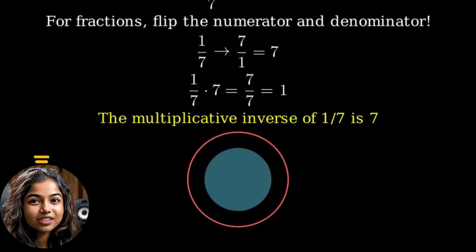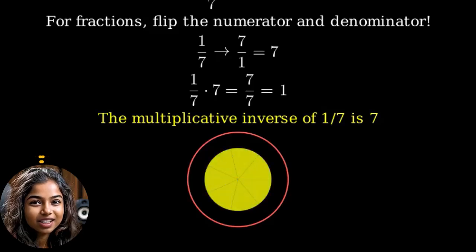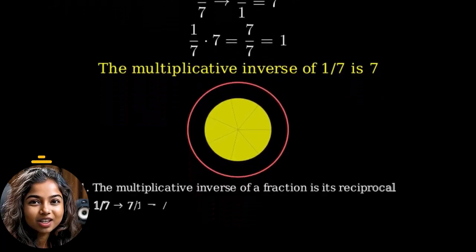To visualize this, imagine dividing a whole into 7 equal parts, giving us 1/7. When we multiply this by 7, we're essentially taking 7 of these 1/7 pieces, which gives us back our whole of 1. To summarize, the multiplicative inverse of a fraction is its reciprocal. For 1/7, we flip the fraction to get 7. We verified this works because 1/7 times 7 equals 1.